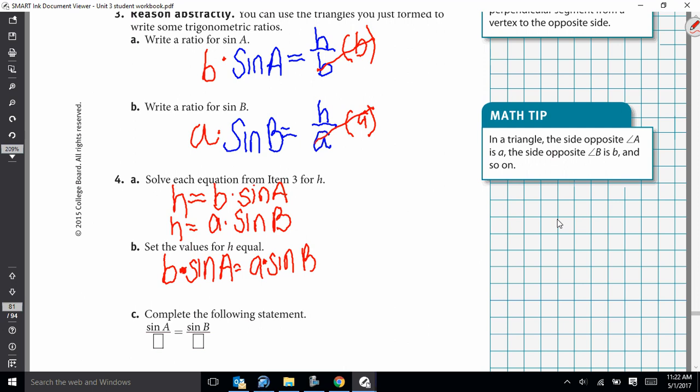All right, so it says complete the following statement. Sine of A over blank equals sine of B over blank. So I need to get something in the denominator, right? So if I just divide this side by B, what do I have to do to the right side? Divide by B, right? My B's here cancel. Are we okay so far?